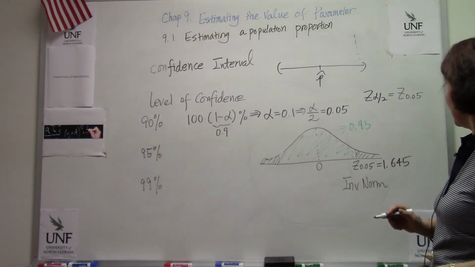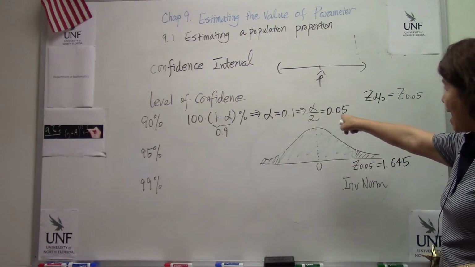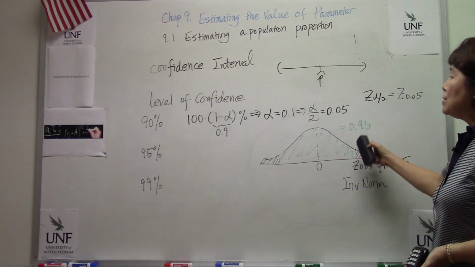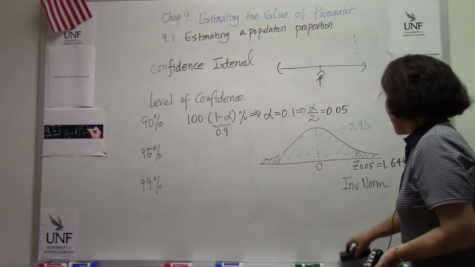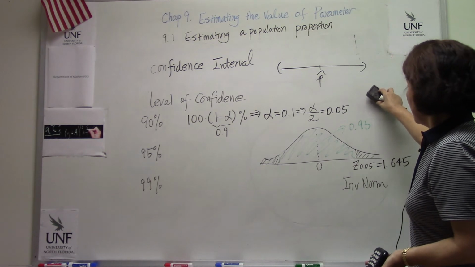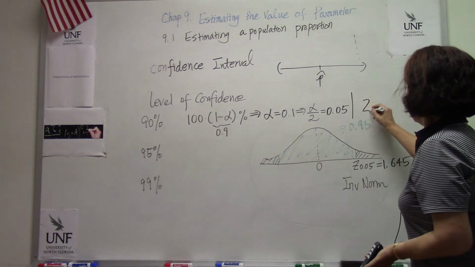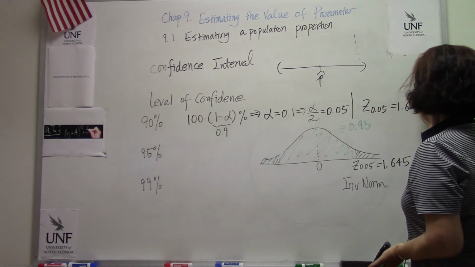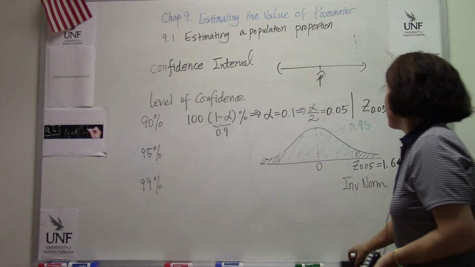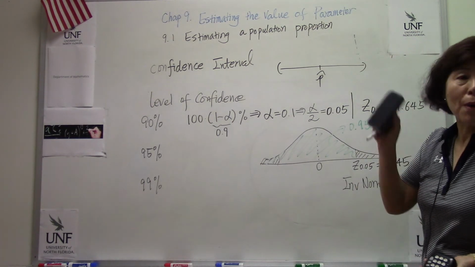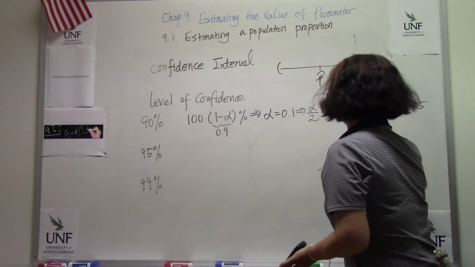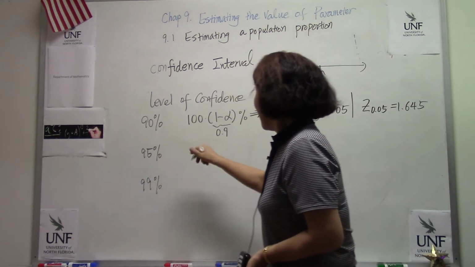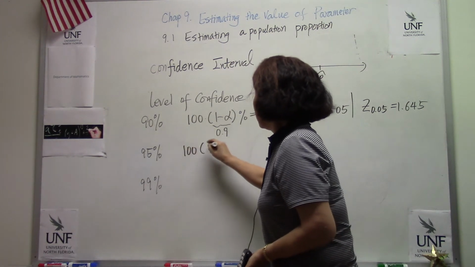1.645. Okay, so when you do that, for a 90% level of confidence, we are going to use it many times, so we need to have just this. So z sub 0.05 equals 1.645. We are going to use this number many times because it is going to be part of a formula, okay?